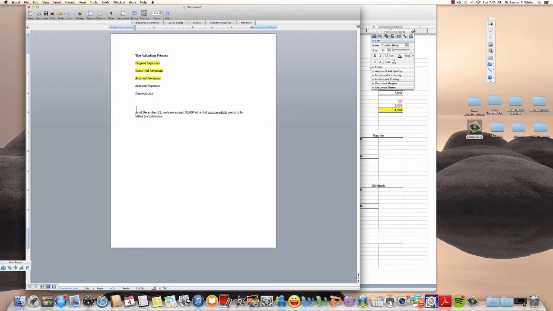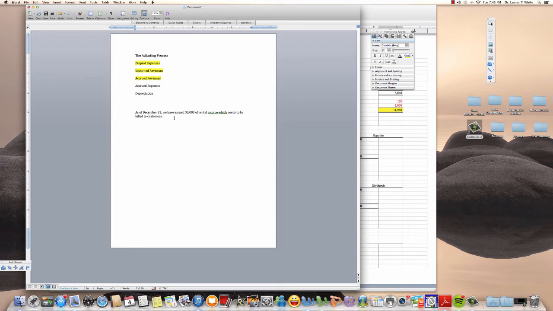Accrued expenses happen when I have incurred an expense, but I have not yet recorded it in my records. Remember the accounting period concept and the matching principle: they say that I need to record these expenses when I incurred them. I cannot incur electricity costs in 2014 and record it in 2015. It must be recorded when it has been incurred.